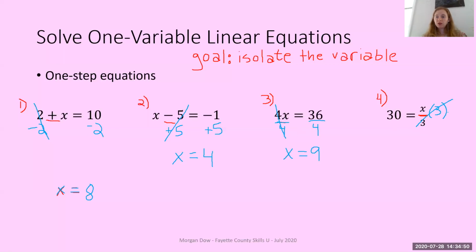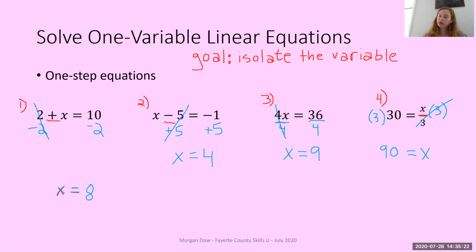Since I multiplied by 3 on the right side, I need to come over to the left side and do exactly the same thing. And now I'm going to bring down my equal sign and write out what I've got now. So on the right side of the equation, all that's remaining is the x. And on the left side of the equation, we had 3 times 30, which equals 90. So we have 90 equals x, or x equals 90.